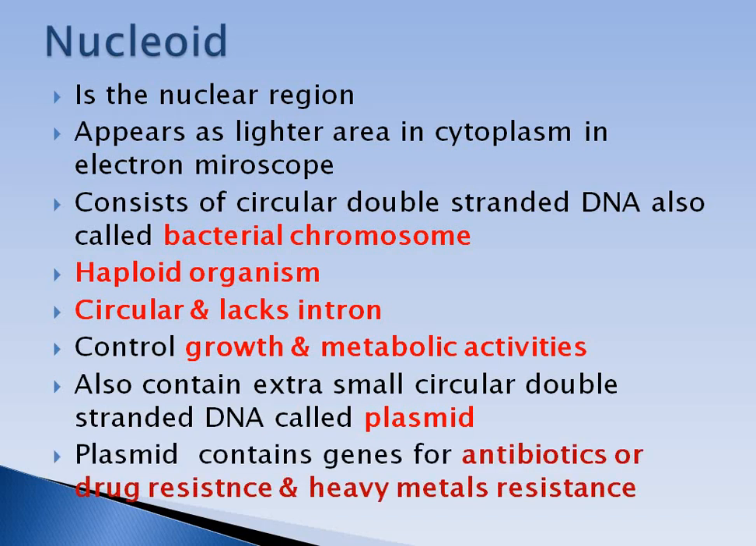It is believed that plasmids have genes which provide resistance against antibiotics, against drugs, and heavy metals. So plasmids have some extra genes which give some extra qualities or features to the bacterial cell. That feature is resistance against antibiotics, drugs, and heavy metals.